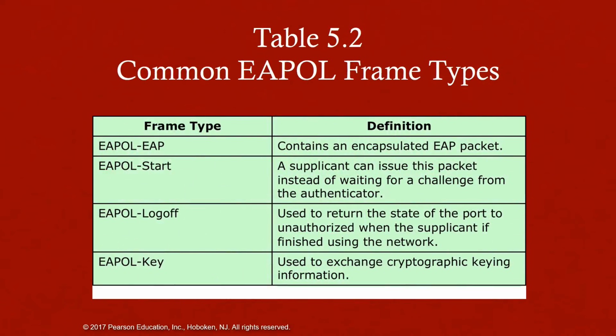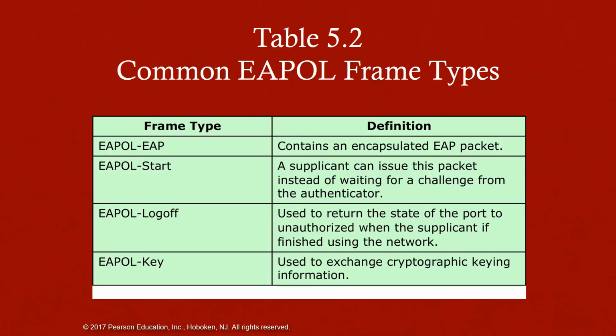Common EAPOL frame types. The most common EAPOL packets are listed in the table. When the supplicant first connects to the LAN, it does not know the MAC address of the authenticator. Actually, it doesn't know whether there is an authenticator present at all. By sending an EAPOL start packet to a special group multicast address, which is reserved for IEEE 802.1x authenticators, a supplicant can determine whether an authenticator is present and let it know that the supplicant is ready.